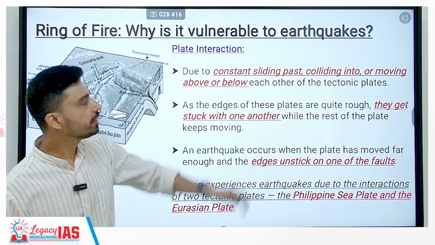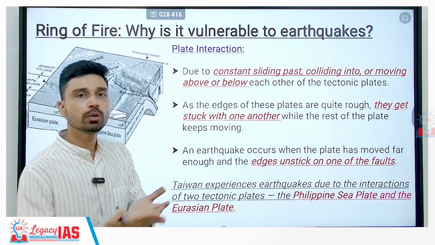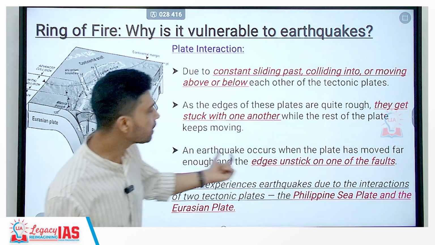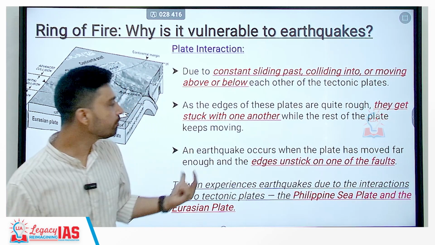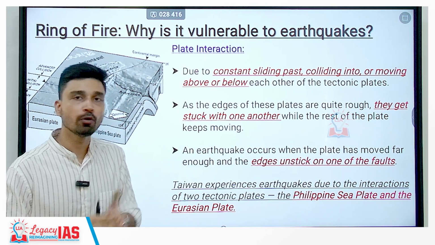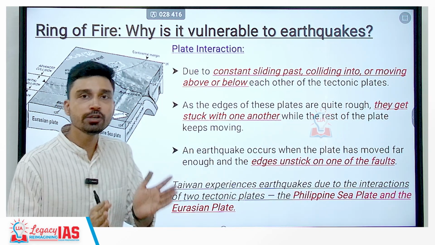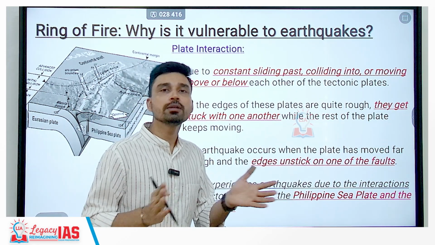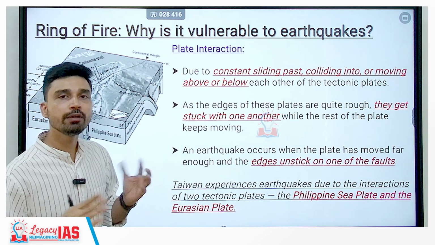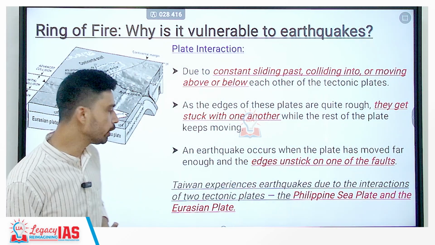As the edges of these plates are quite rough, they get stuck with one another and the rest of the plate keeps moving. An earthquake occurs when the plate has moved far enough and the edges suddenly unstick on one of the faults. This sudden unsticking of the edge results in the generation of seismic waves, which then propagate through the entire body of the earth.